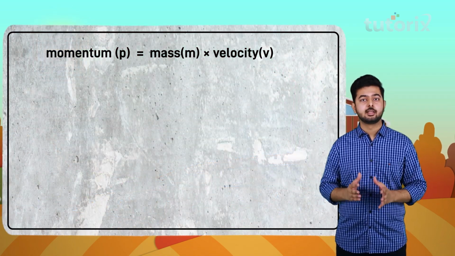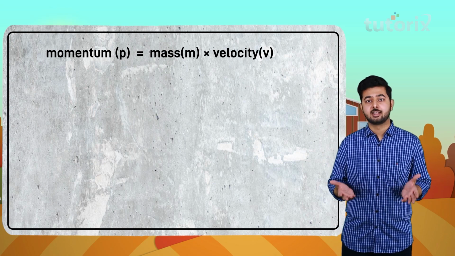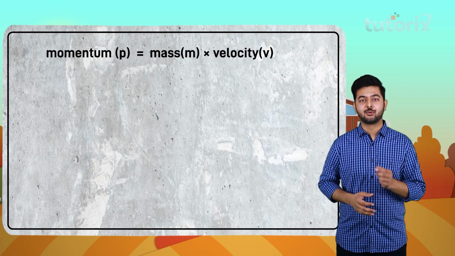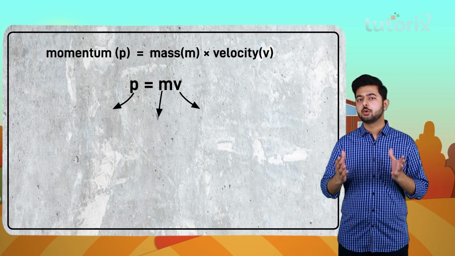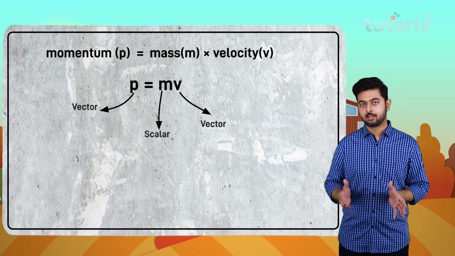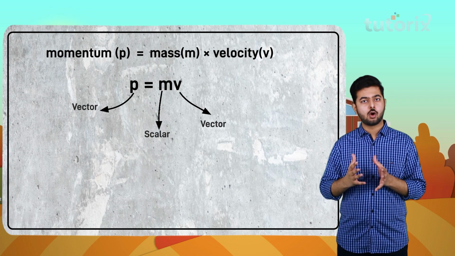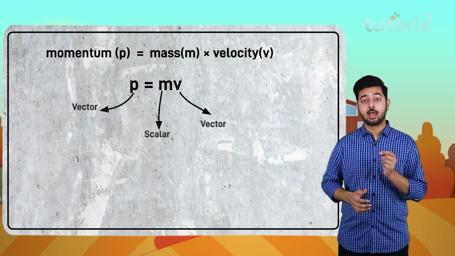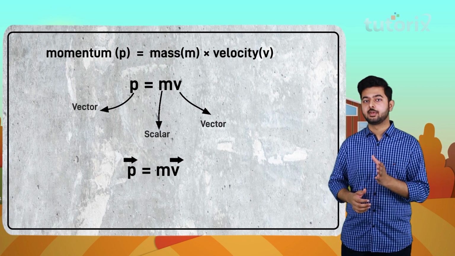So now it's time for some bookish things. Momentum is denoted by the small letter p, and it is defined as the product of mass and velocity for obvious reasons that we have just discussed. So we can write p = m times v. But we know that mass is a scalar quantity and velocity is a vector quantity. So their product will also be a vector quantity. And hence we must always write p vector = m times v vector.